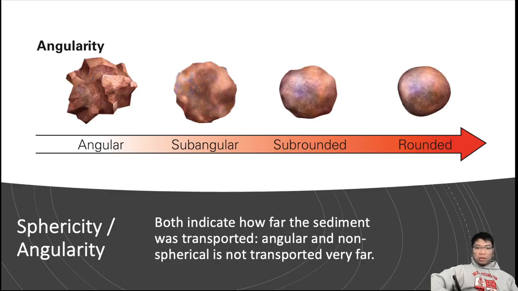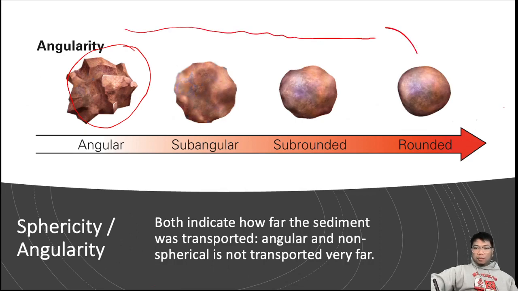The next texture is called sphericity or angularity. Again, these two textures indicate how far the sediment was transported. When it was transported very close to the source rock, then the sediment angularity will look something like this. It will be highly angular. But if it has been transported for a long distance, then it will likely produce nice spherical grains of sediments.